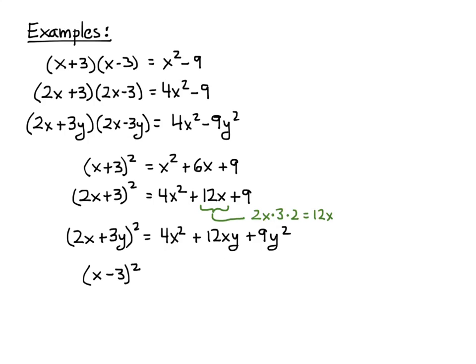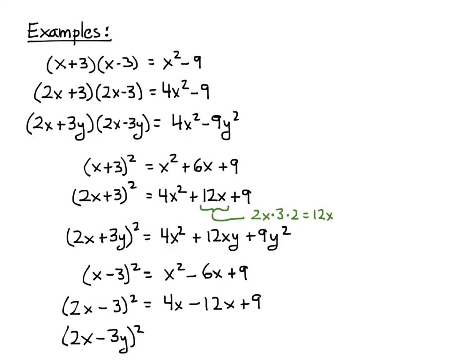And similar examples when we take the square of a difference between two numbers. The coefficients stay the same, except the middle coefficient now is negative to reflect the fact that it's x minus 3, or 2x minus 3, or 2x minus 3y. And so we get that.